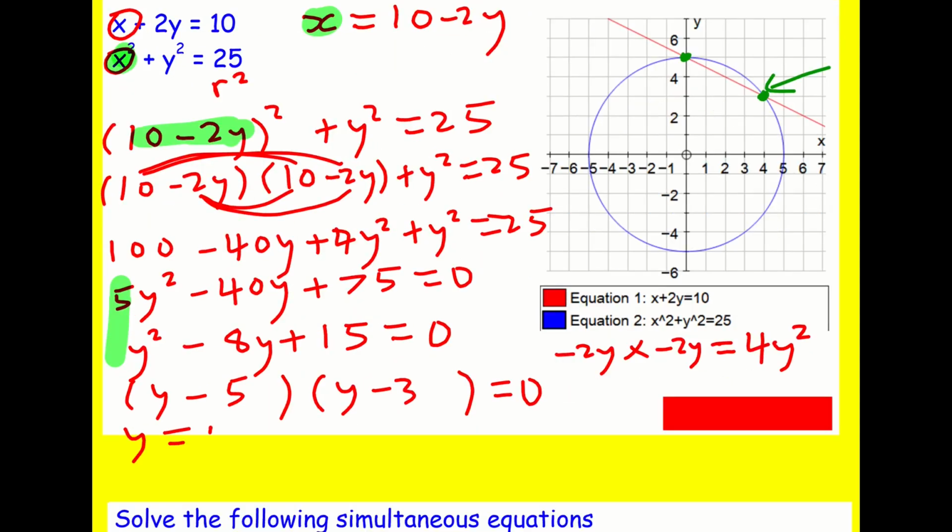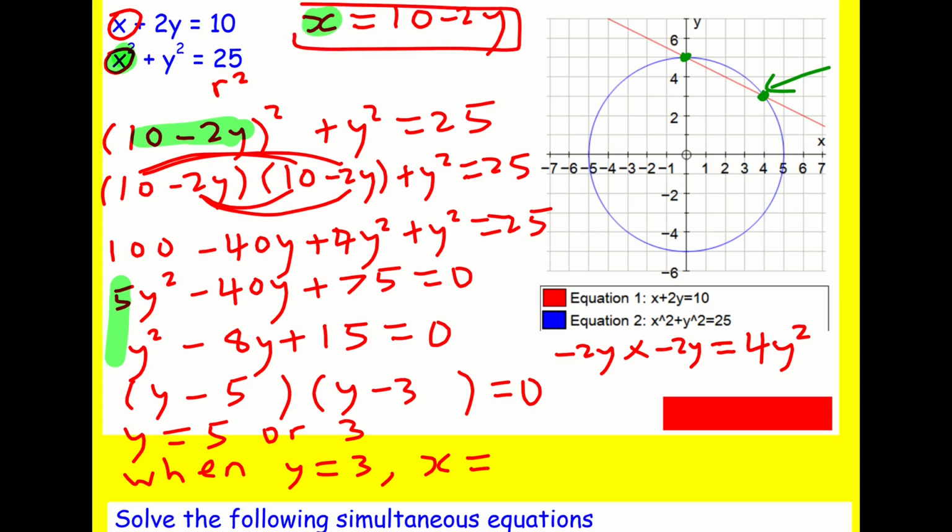Y equals 5 or 3. And then finally, we just need to sub back in. When y equals 3, let's take the smaller one to start with, x equals, and all I do is I substitute my y back into here, the simplest one, rather than the squared one. So it's going to be 10 minus 6, it's going to be 4.